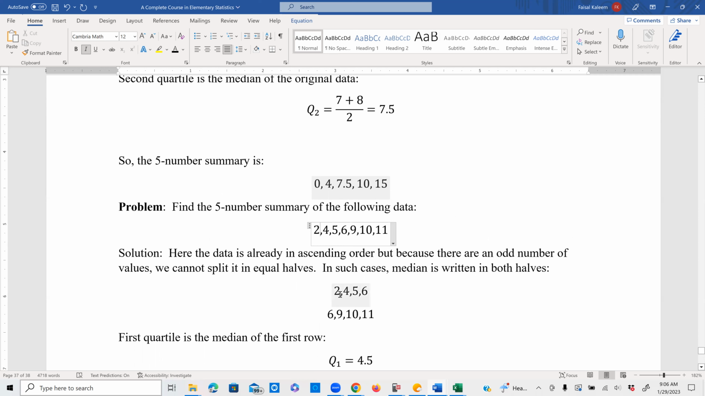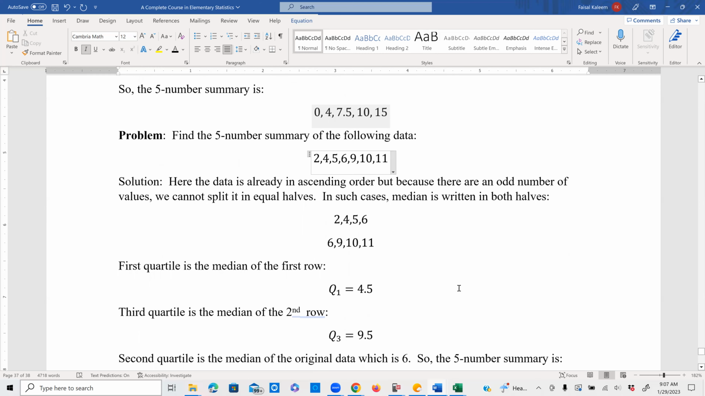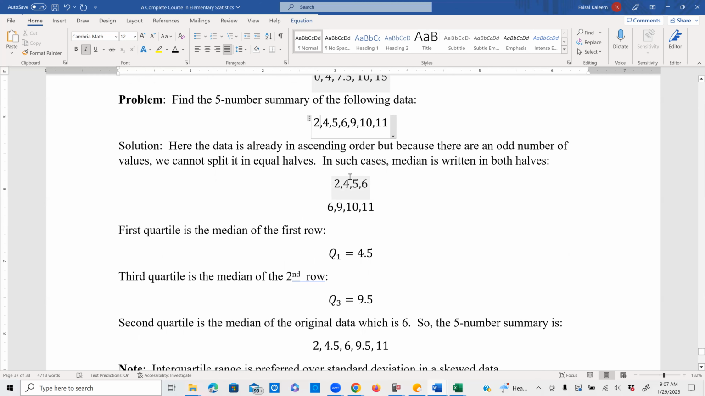So the first split would be 2, 4, 5, 6, like here. And then for the second row, we again start from 6. So we repeat the median, and that way we have an equal number of values in both the rows. So Q1 here is again the median of the first half, and now in the first half we have 4 and 5 in the middle. So the median of the first half will be 4.5. So that's Q1. And for the second half we have 9 and 10 in the middle. And so the midpoint of 9 and 10 is 9.5. That will be the median of the second half, which means that will be the third quartile. And the second quartile is the median, which we already spotted to be 6.